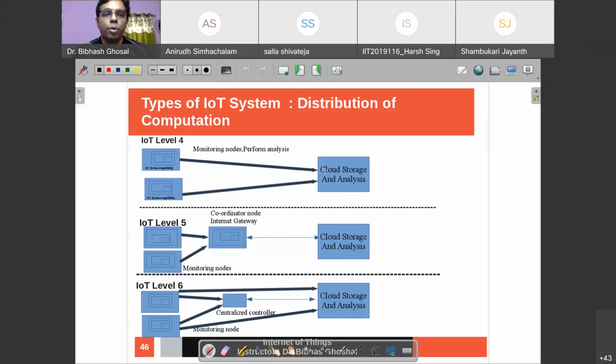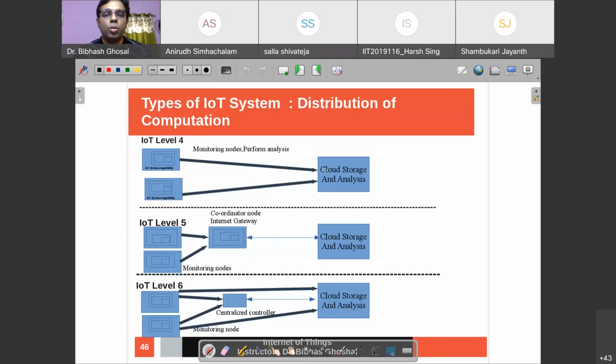IoT level 5 was where you have these multiple nodes, but unlike in level 4, where each was directly communicating to the cloud and storing the data, here the communication to the cloud will be through a coordinator node. That is what we call a gateway.